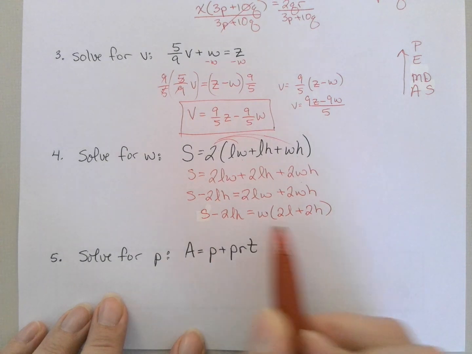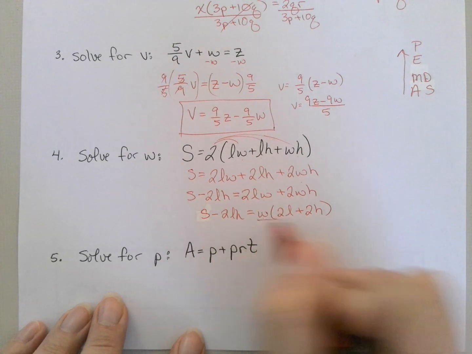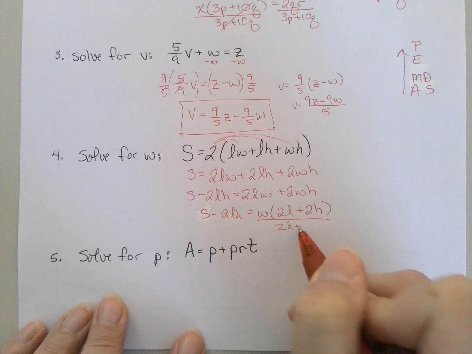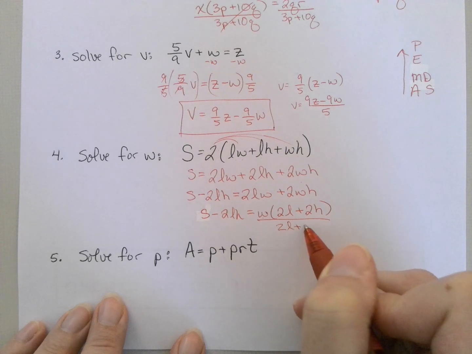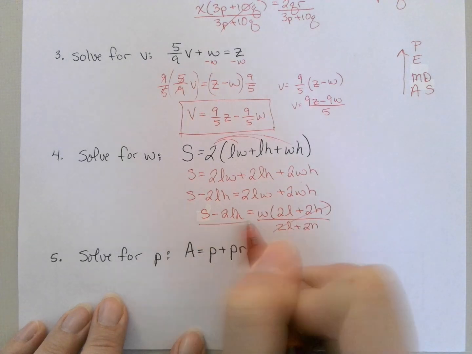Okay, so here we go. I've got it. Here's my w, and then I just need to divide out the 2l plus 2h, so I have w by itself.